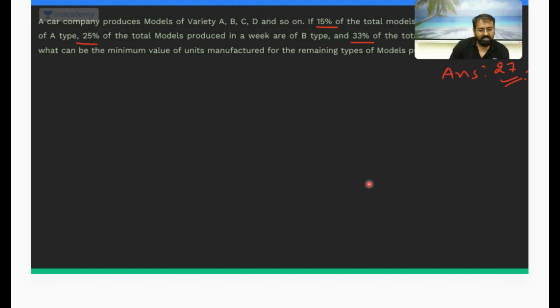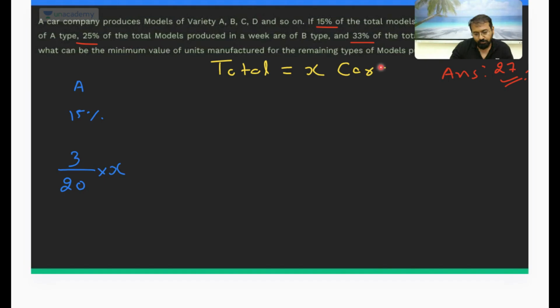Now, why so? Let's understand. So, guys, for A, we produce 15%. So, 15 upon 100, or you can say 3/20. 3/20 of X. If I assume total X cars are produced. Okay. So A will be 15%, that is 3/20. Now, for B, it will be 25%. Now 25% is what, guys? So can I say 25/100 or 1/4? 1/4 of X. Yeah.